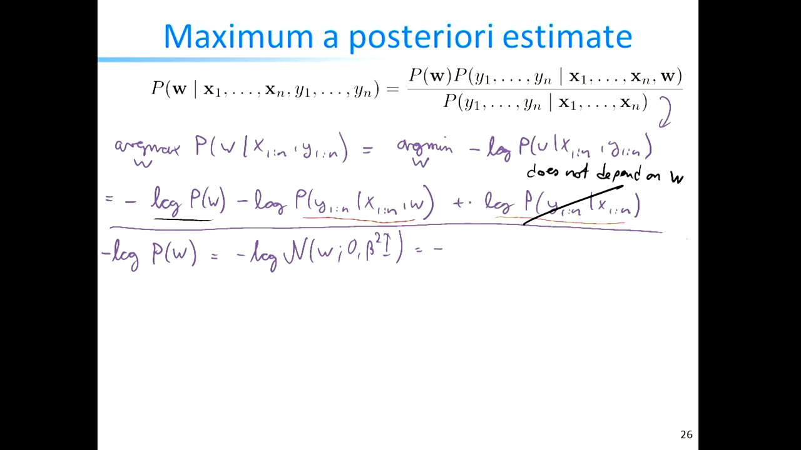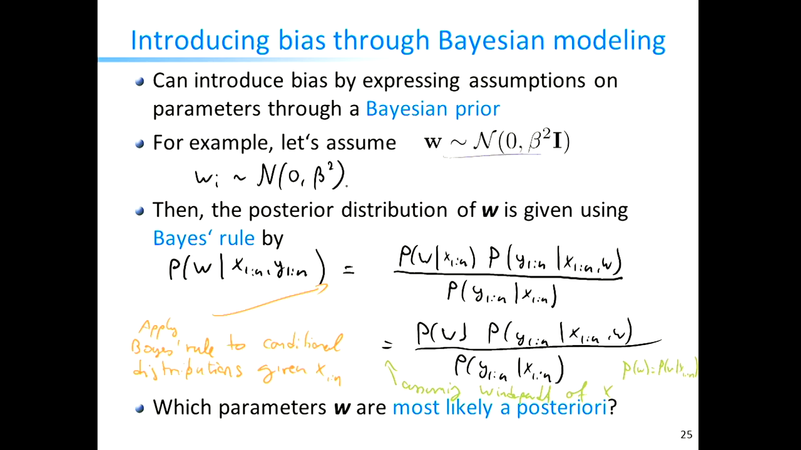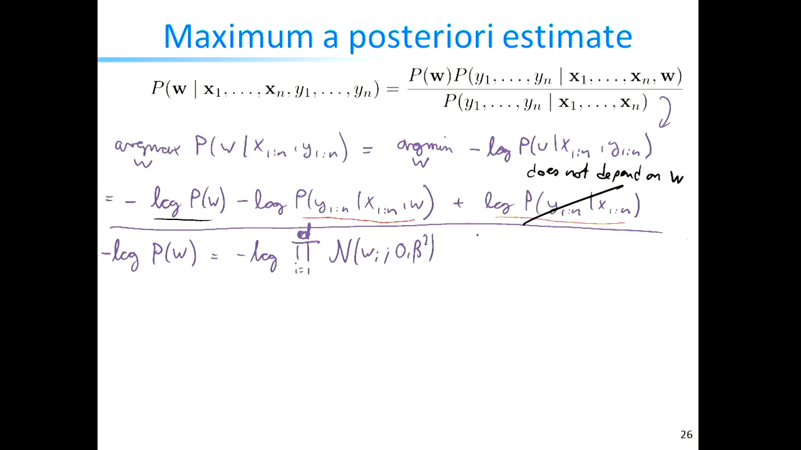We said the weights are all independent across the dimensions, so I'll just plug this in here, a product over i equals 1 through D. D dimensions. Each one has a Gaussian distribution centered at 0 with variance beta squared. That was our assumption from the previous slide, so we can plug this in.